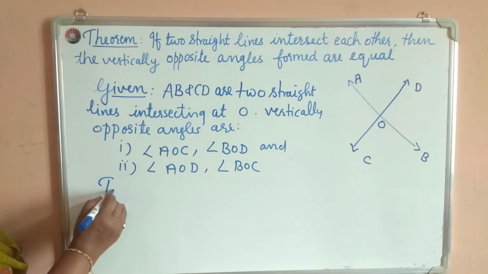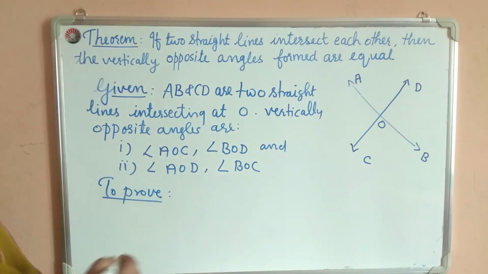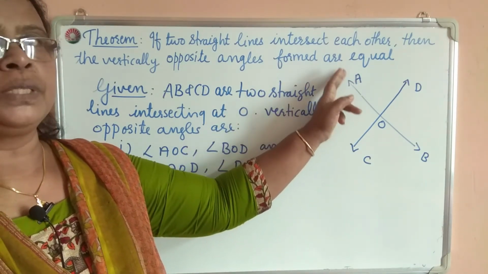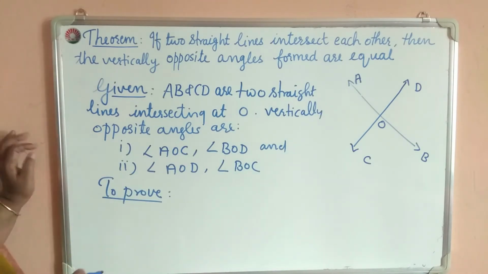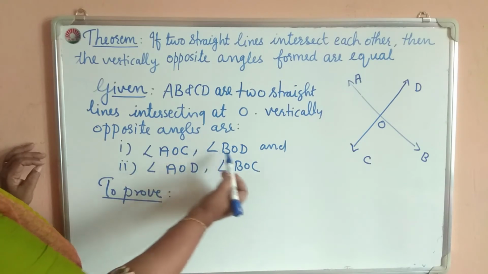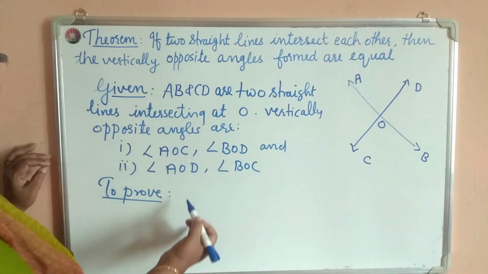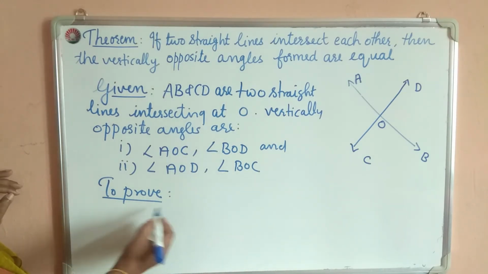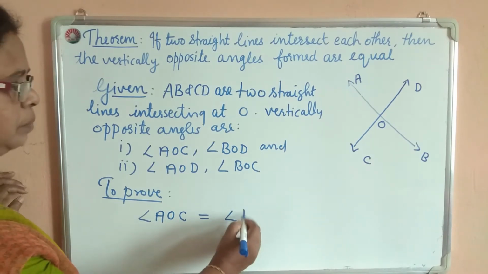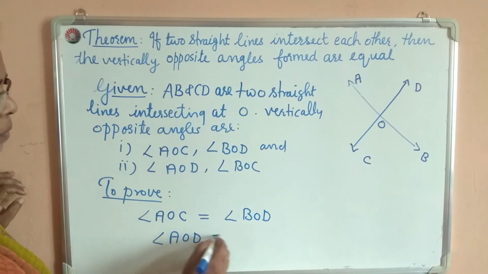Then to prove. So what is to be proved? These vertically opposite angles are equal. So which are the vertically opposite angles to be proved equal? Angle AOC equals angle BOD, angle AOD equals angle BOC. That itself will come under the title to prove: we have to prove angle AOC is equal to angle BOD and angle AOD is equal to angle BOC.